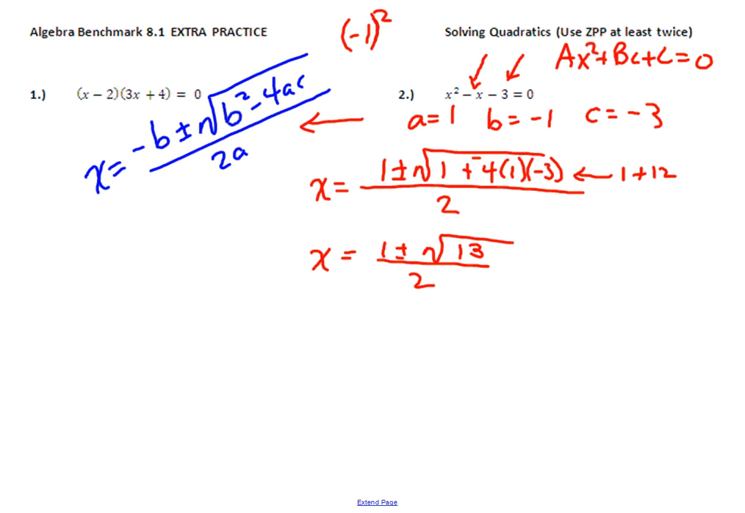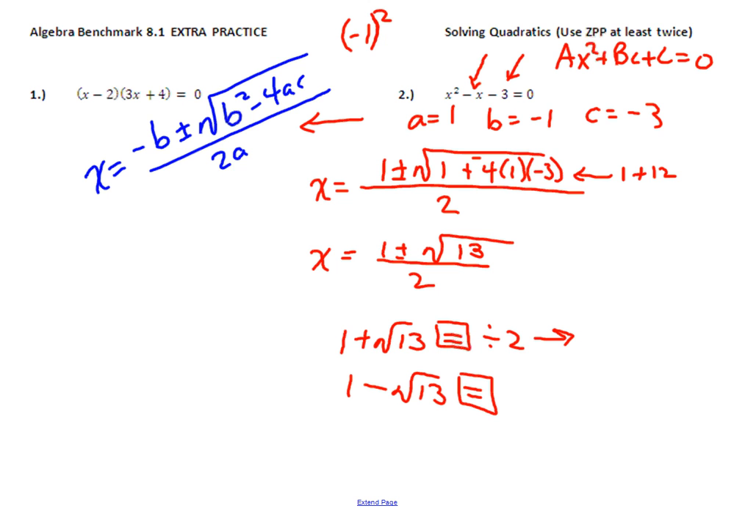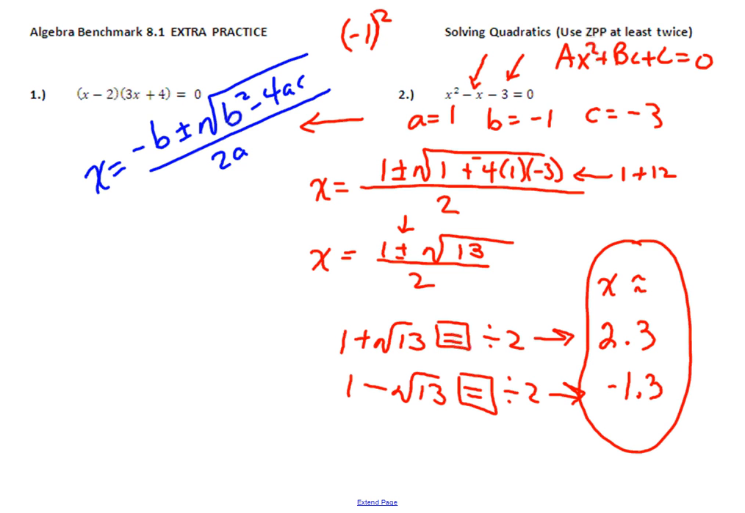So I need to type in my calculator 1 plus the square root of 13, hit equals, and then divide by 2. And then I need to do 1 minus the square root of 13, hit equals, and divide by 2. That's what that plus or minus means, 2 separate problems. And when I solve the first one, I'll get 2.3, approximately. I'm rounding it to the nearest tenth. And the second equation, I'll get negative 1.3. So x is approximately equal to those values.